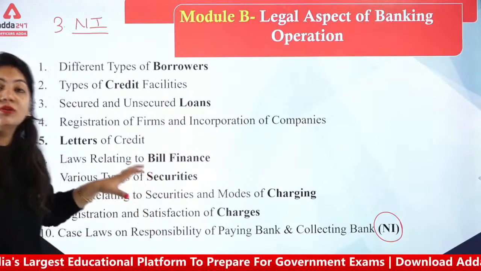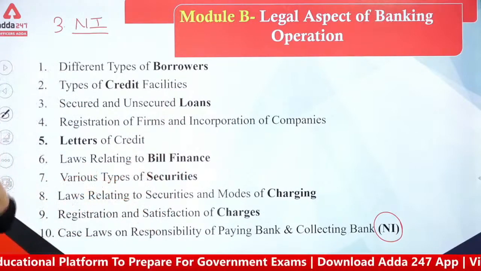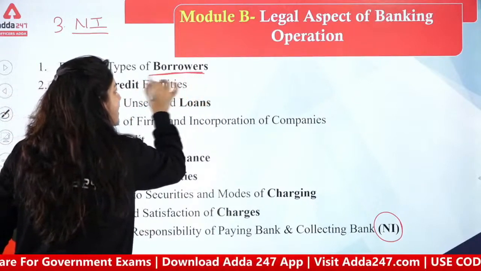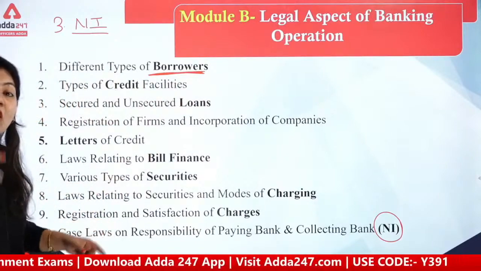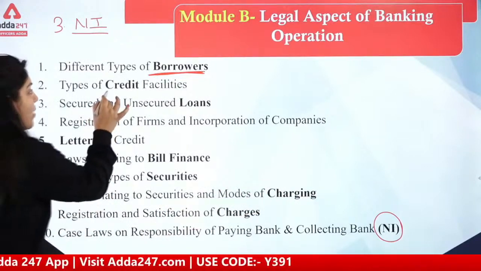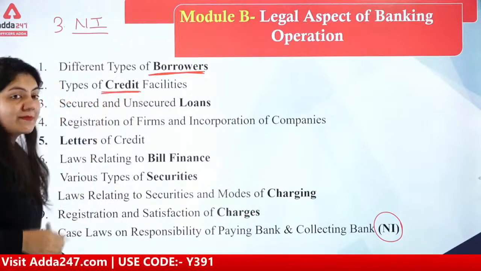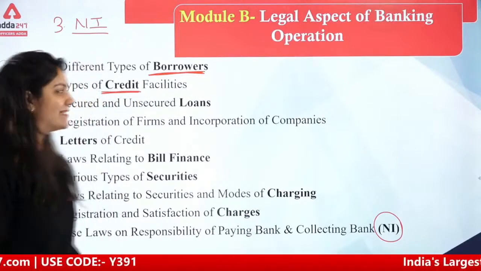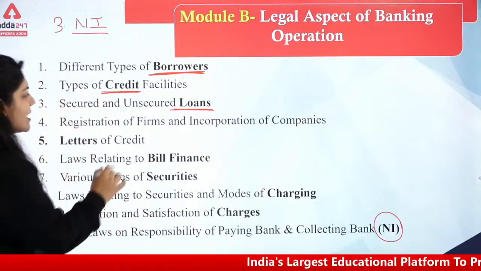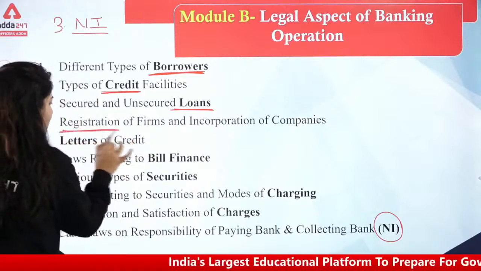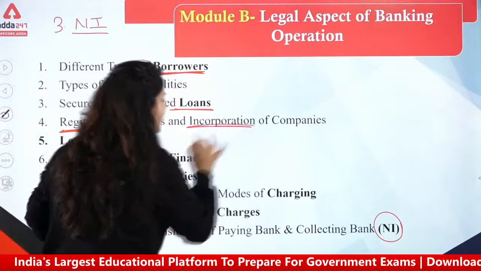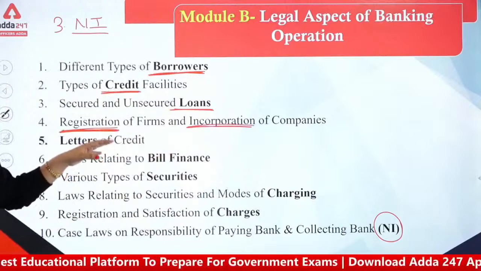First of all, try to learn these words of your LRAB questions. In this one, you have to learn about the types of borrower which can take money from the lender. Second, what are the types of credit facility? Next, the types of loan you have to remember. Next, you have to learn the registration of firm and incorporation of the company. Just try to write these keywords.